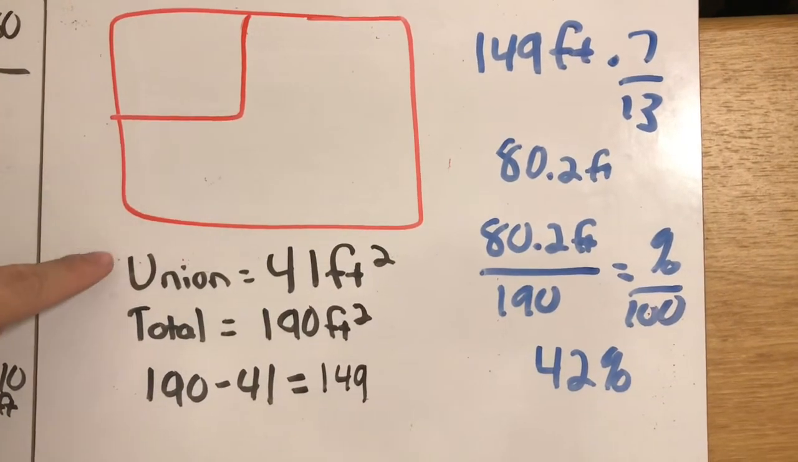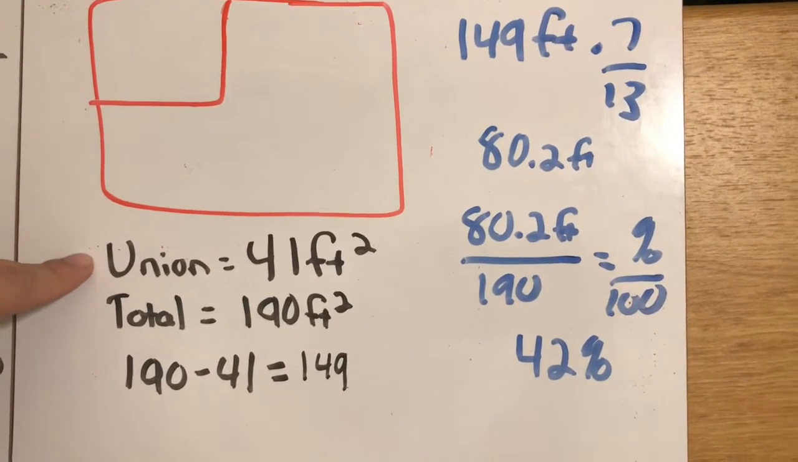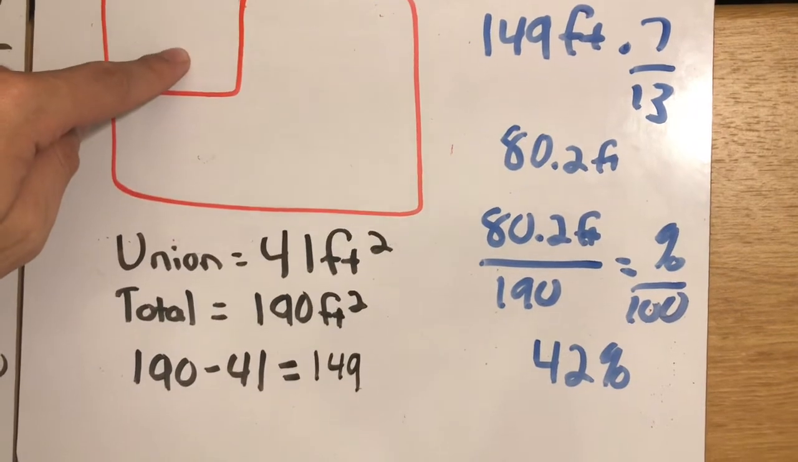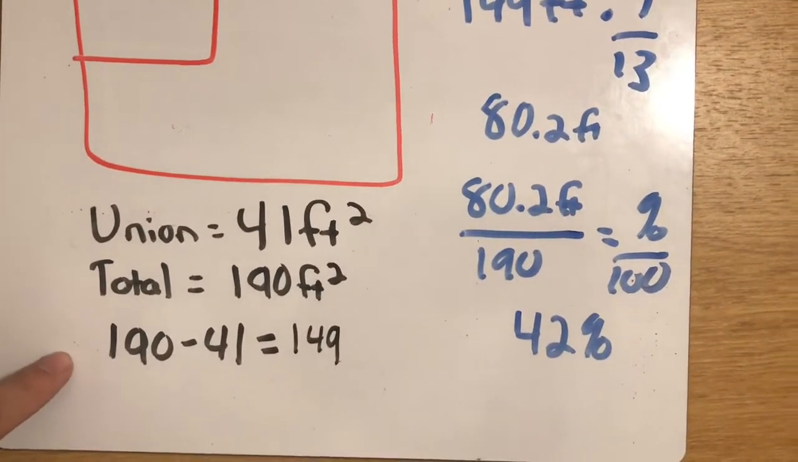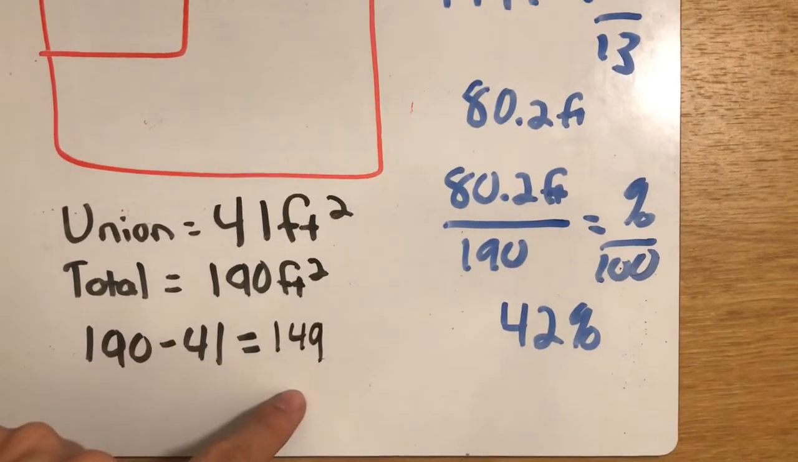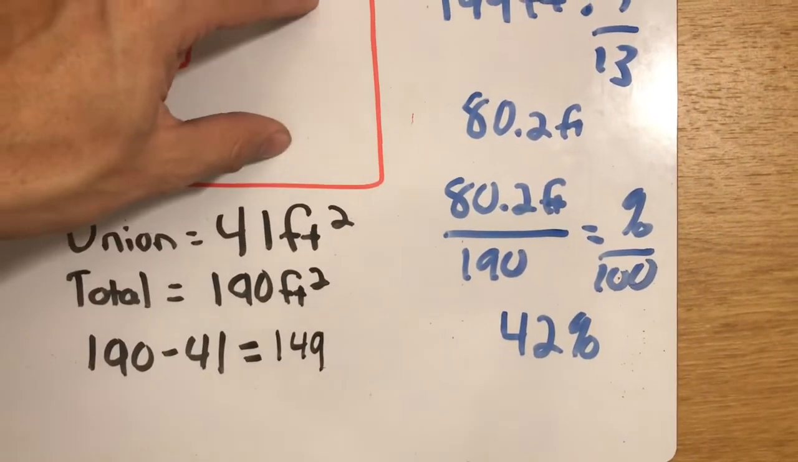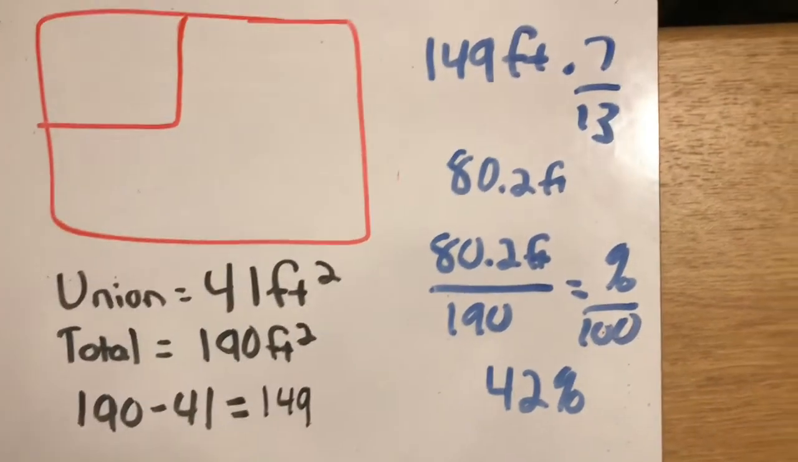Let's see how you did on number 2, which asked us to find the percentage of the flag that is red. So to do this, you'd use your answer for number 1. You know that the union, its top spot at the top, is 41 square feet. So that leaves you with 190 minus 41. So know that the area of the rest of the flag was 149 square feet.